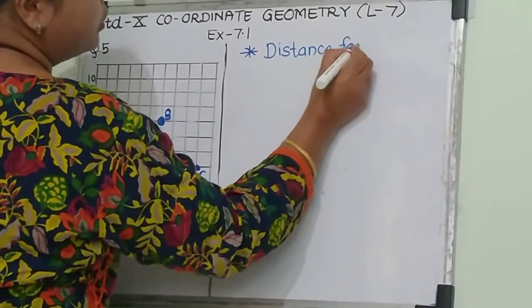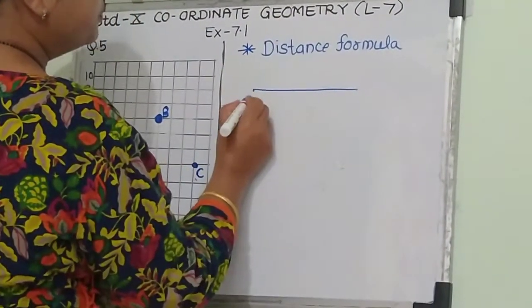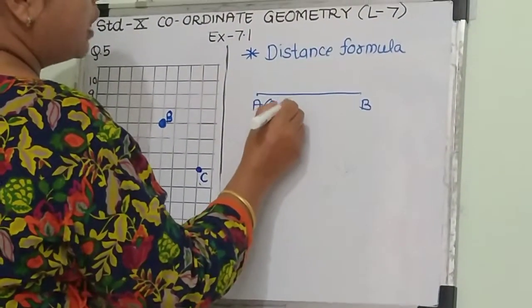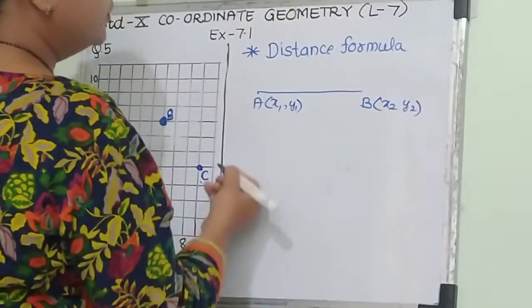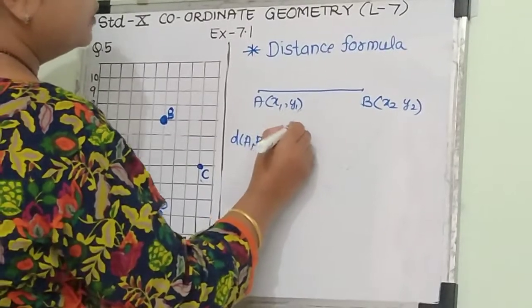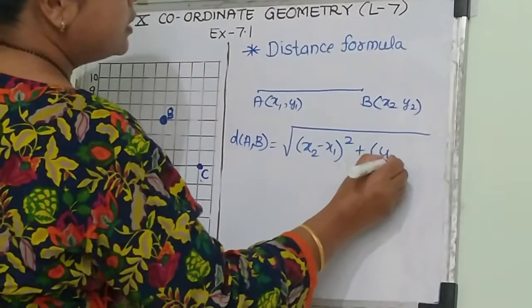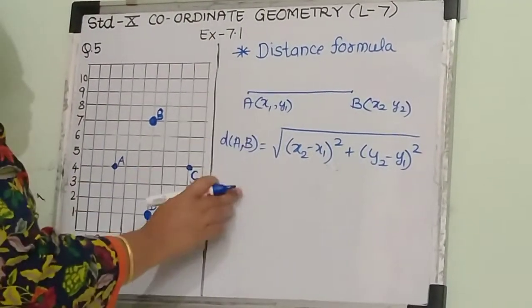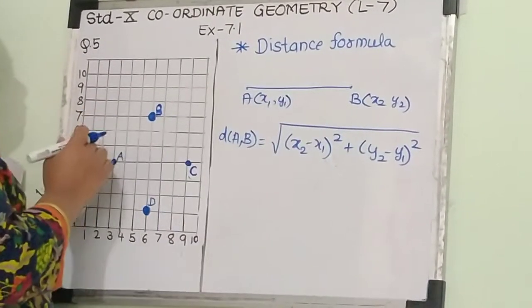So everyone knows what the distance formula is. Suppose you are given 2 points A and B whose coordinates are x1, y1 for A and x2, y2 for B, then the distance between A and B is equal to root of (x2 minus x1) whole square plus (y2 minus y1) whole square, and this is called the distance formula, and we are going to apply it to find the distance between 2 points.